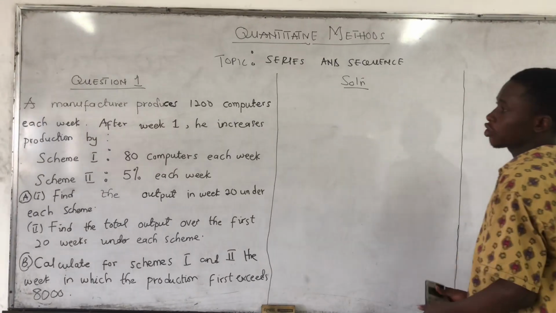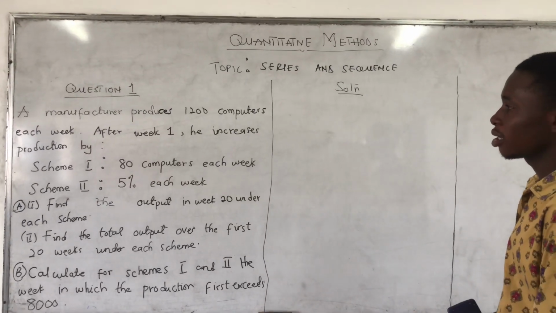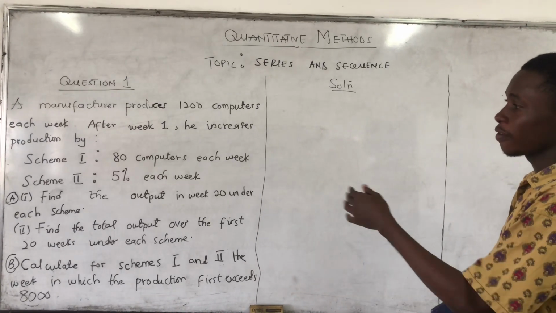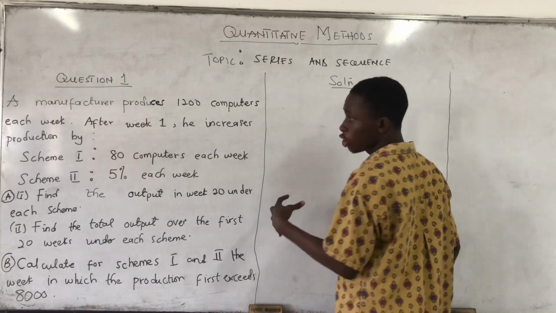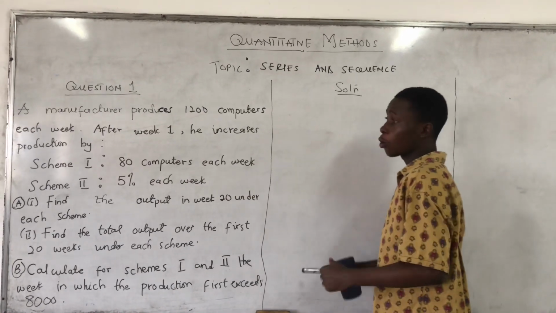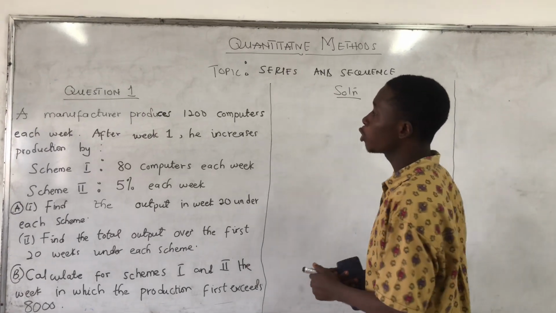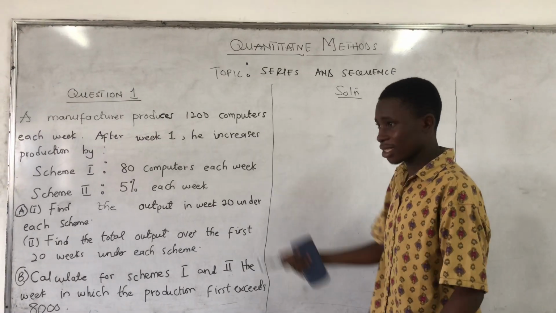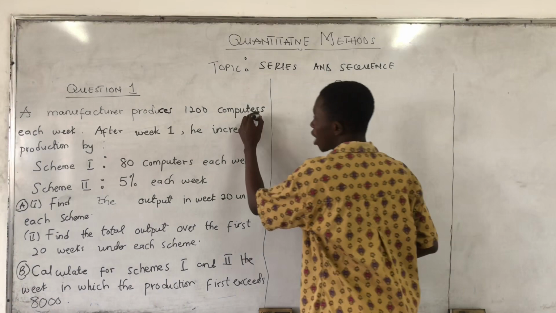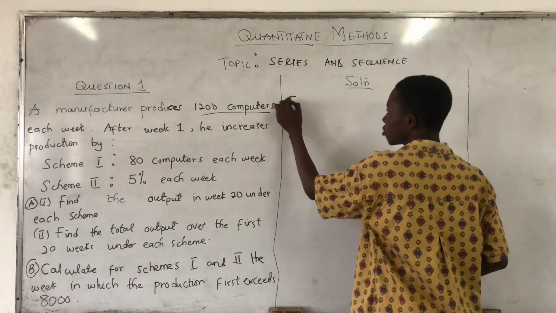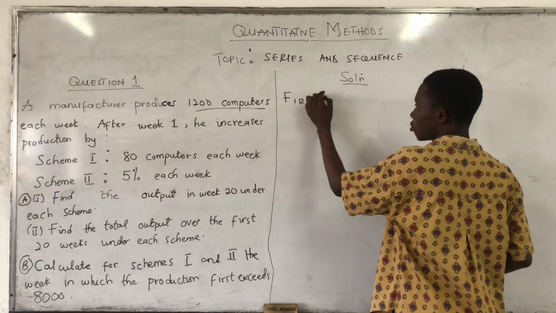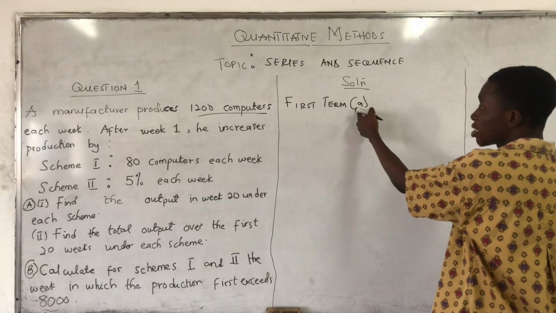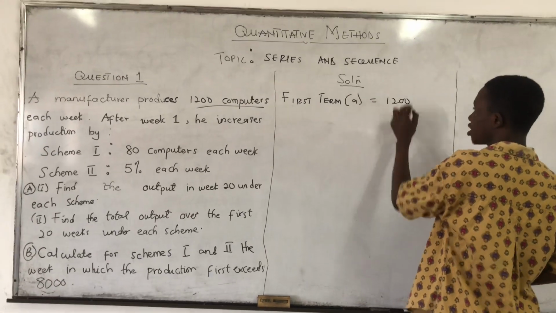Okay. So a manufacturer produces 1,200 computers each week. After week 1, he increases production by what we're given in scheme 1 and scheme 2. Now let me deduce the information from this so that you get a good understanding. The manufacturer is going to produce this number of computers as of now, so this becomes our first thing. The first term is denoted by the letter A. So the first term is 1,200.